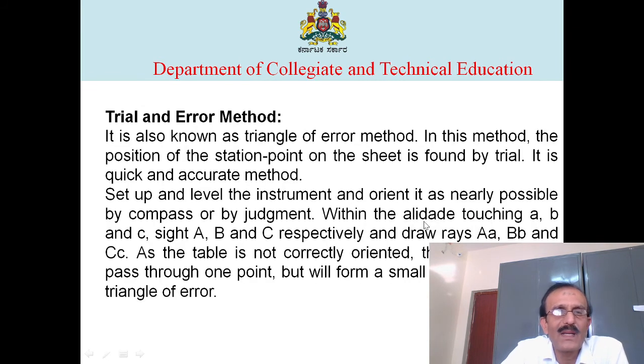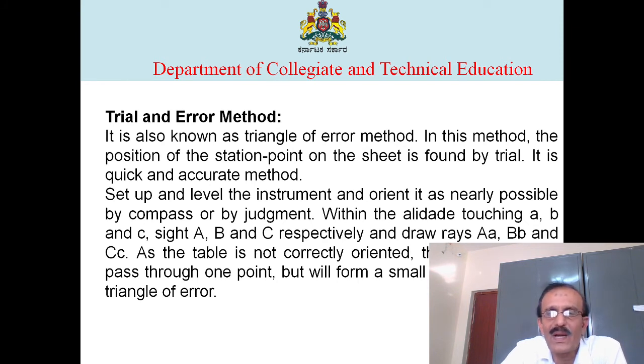Triangle of error method. In this method, the position of the station point on the sheet is found by trial. It is a quick and accurate method. Set up and level the instrument and orient it as nearly as possible by compass or judgment, with the alidade touching A, B and C, sight A, B and C respectively, and draw rays AA, BB and CC.